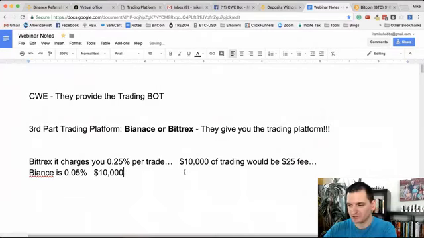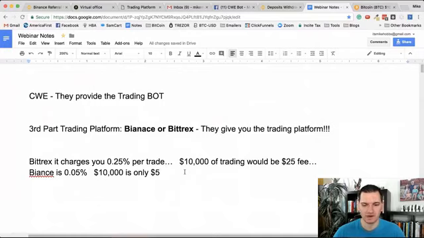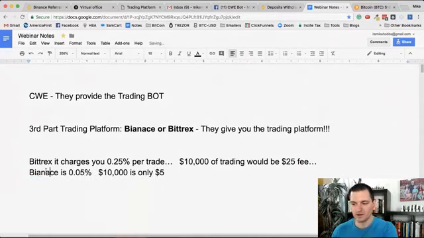Obviously Bittrex is a good price, but the same 10,000 is only like $5. That makes sense? So who would rather pay 25 or 5? I mean, it's only 20 bucks difference, but that's actually pretty good because the bot's going to continue to trade for you over and over and over. Does that make sense, everybody? It's just going to continue to trade. So it's going to trade a lot of money for you. So over the long period, you're going to save money if you go with something like Binance.